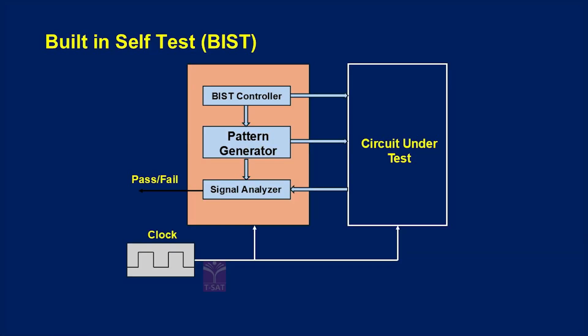Built-in self-test: generally we incorporate a built-in self-test pattern. There is the circuit under test, a BIST controller, and a pattern generator. We add those patterns to the circuit, and the circuit provides an outcome, which goes to the signal analyzer. We see whether the internal circuits properly took care of the patterns. That means the circuit health is good.